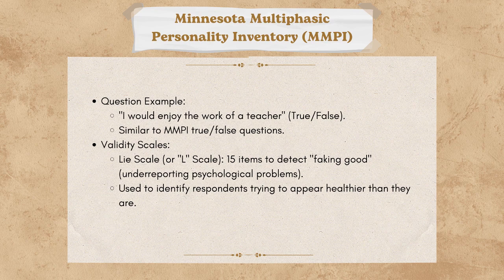One of the validity scales, the Lie scale or L scale, consists of 15 items and is used to ascertain whether the respondent is faking good, that is, underreporting psychological problems to appear healthier. For example, if someone responds yes to a number of unrealistically positive items such as, I have never told a lie, they may be trying to fake good or appear better than they actually are.